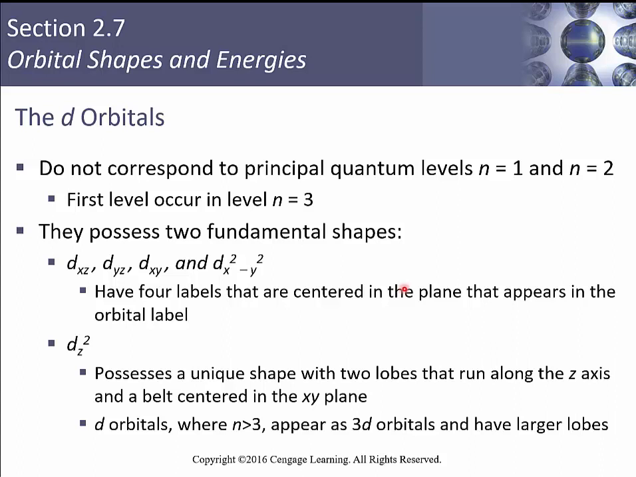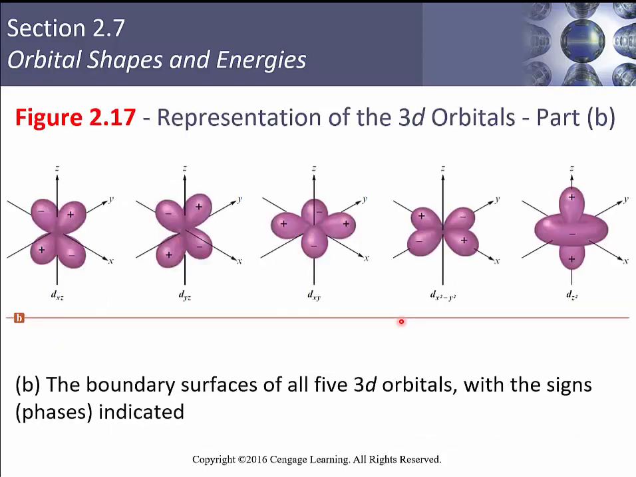So our xy, yz, xz, and x squared minus y squared are going to have 4 lobes, and they're going to kind of look like a double dumbbell shape. Our dz squared is going to be a unique shape with a donut in the middle. And I do like it because I like donuts. So that's what these guys look like.